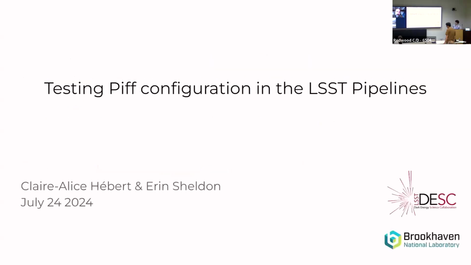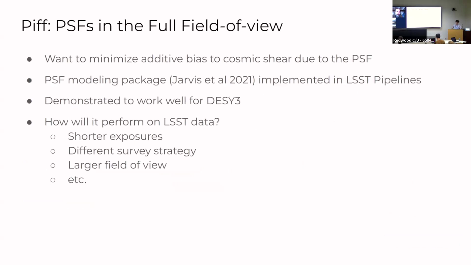Thank you. Okay, so we talked at a high level about the requirements on the PSF, and now I'm going to talk about actually testing how we're doing with the current implementation of Piff in the LSST pipelines. As motivated already, we want to minimize additive bias to cosmic shear due to the PSF. The PSF modeling package currently implemented is Piff, which models the PSF in the full field of view. This was mostly written by Mike and implemented for DES Y3, where it worked very well. Now we're trying to understand if it will also perform well on LSST data, which among other things has shorter exposures, a different survey strategy, a larger field of view, etc.